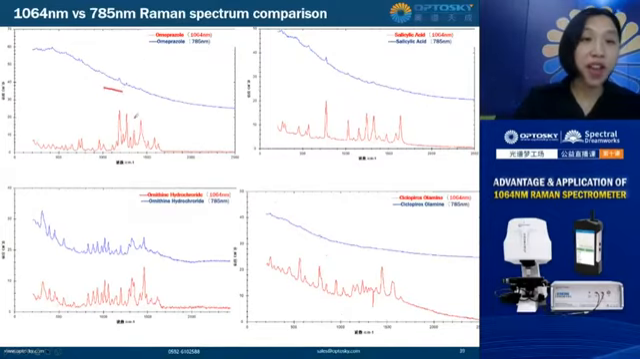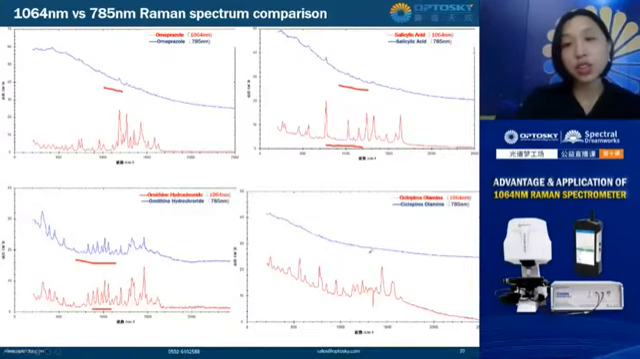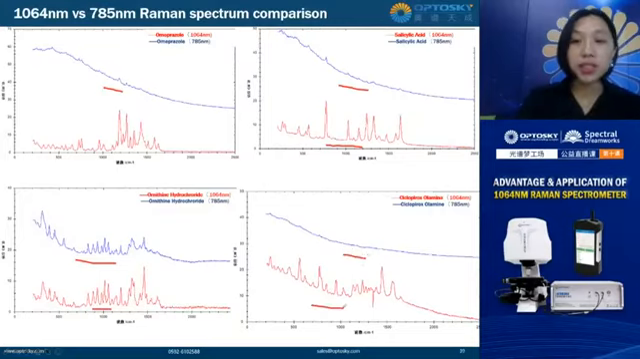Omeprazole: with 785, you can hardly see any peaks. However, with 1064, you can see this spectrum has very distinct shifts. Salicylic acid: 785, no, and 1064 with. Omethine hydrochloride: 785 is good, but 1064 is better. And ciclopirox olamine: 785 no, but 1064 with.